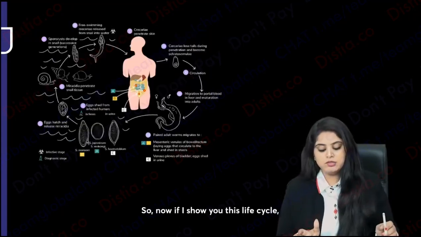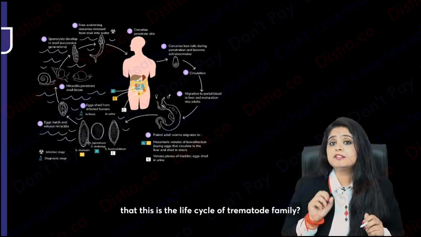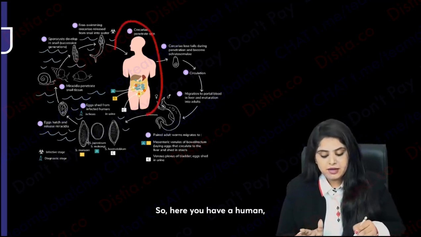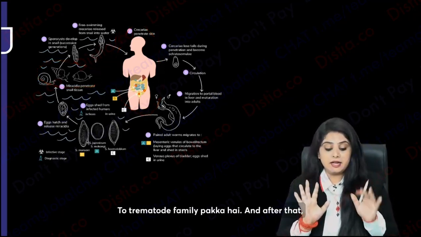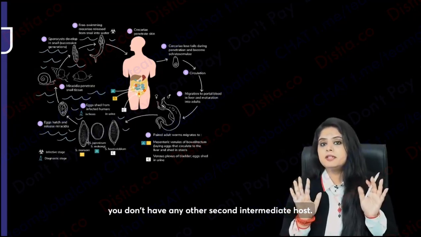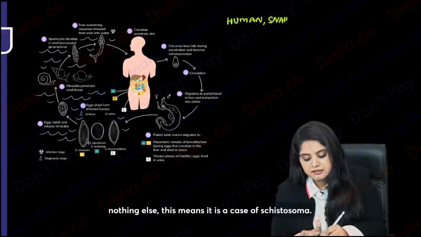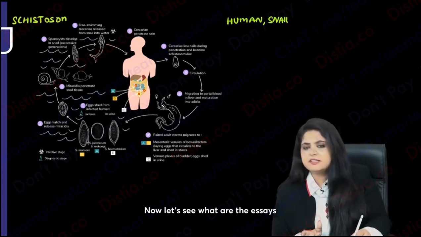Now if I show you this life cycle, firstly, how will you pick up in the exam that this is the life cycle of the trematode family? Human, snail, human, snail. So here you have a human and here you have a snail. So trematode family is certain. And after that, you don't have any other second intermediate host. So if you're only dealing with human and snail, nothing else, this means it is a case of schistosoma.